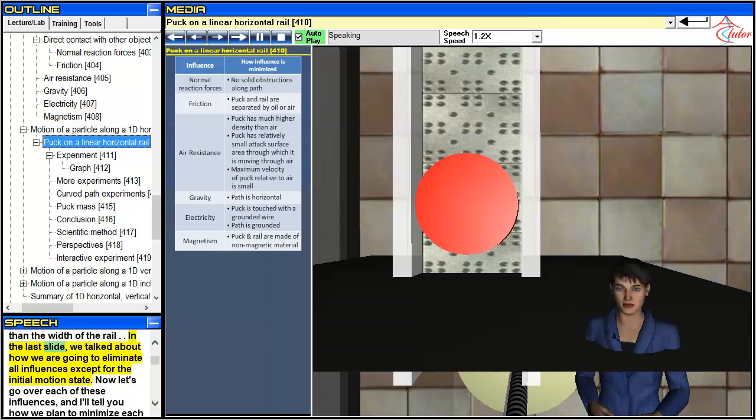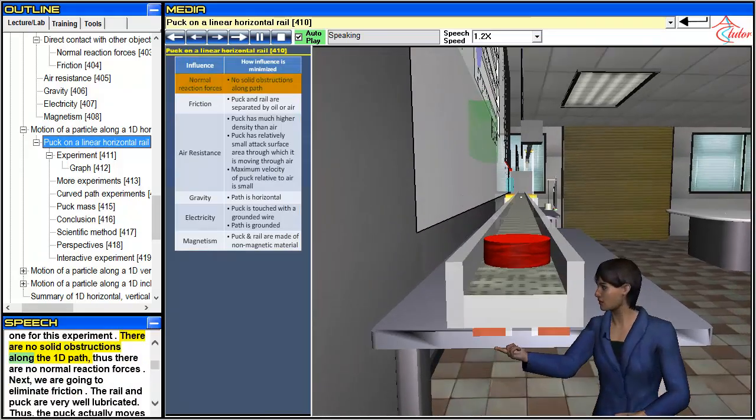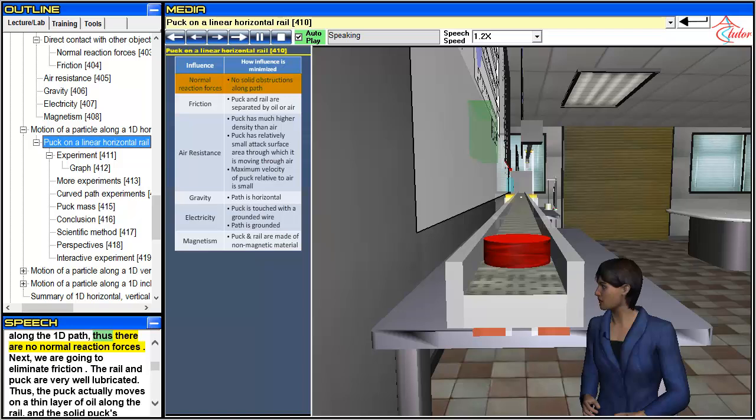In the last slide, we talked about how we are going to eliminate all influences except for the initial motion state. Now let's go over each of these influences, and I'll tell you how we plan to minimize each one for this experiment. There are no solid obstructions along the 1D path. Thus there are no normal reaction forces.